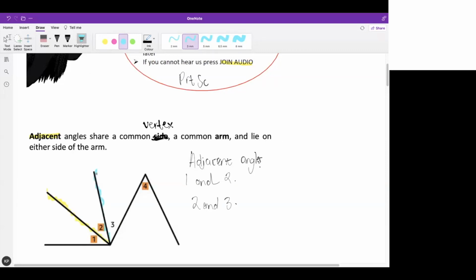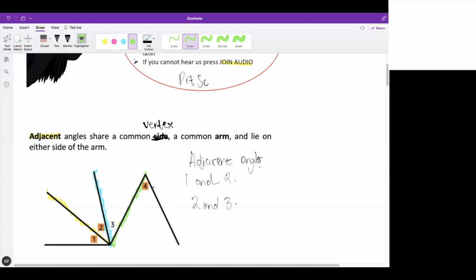Why is 4 not adjacent? Can anyone tell me why 4 is not adjacent to anything? What is it missing? Remember, we have to meet all of these 3 properties: common vertex, common arm, either side of the arm. What is 4 missing? Why can't it be adjacent to angle 3? It's missing a common arm, not really. Look here, they have a common arm. Here's the common arm between 3 and 4.